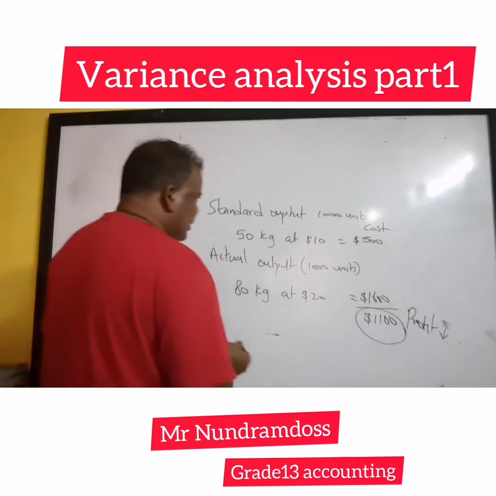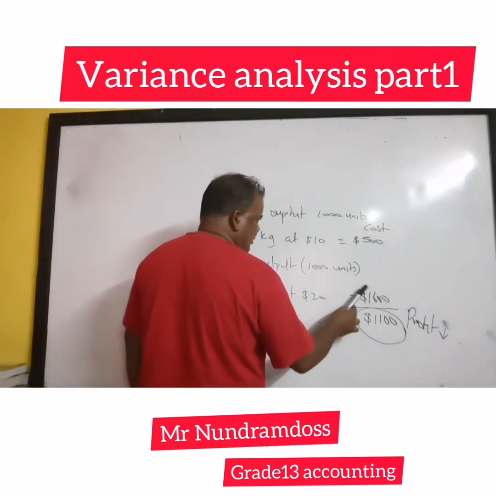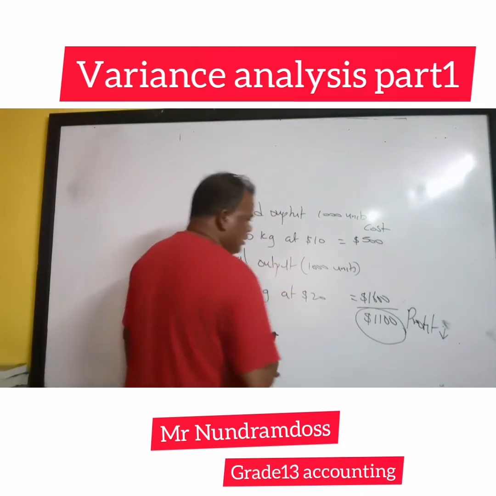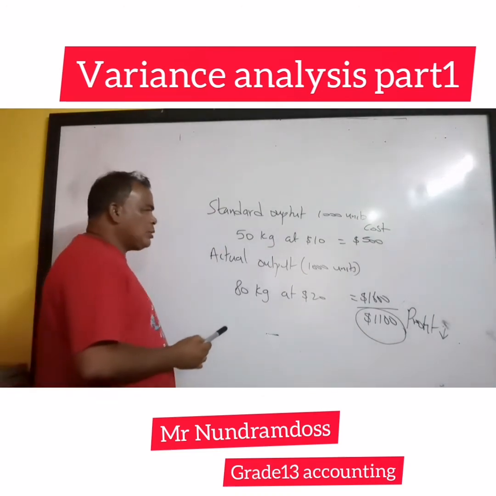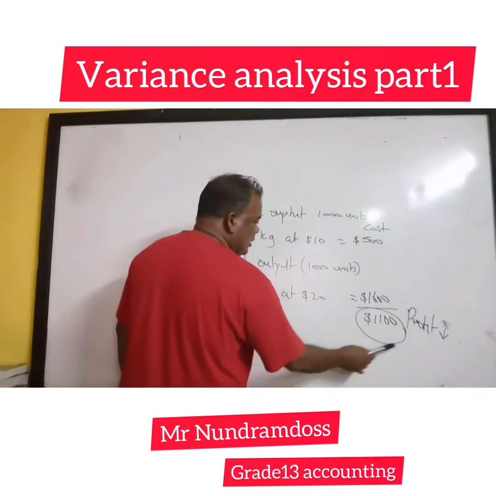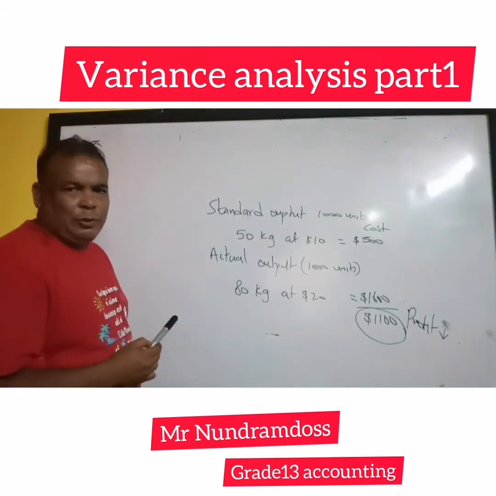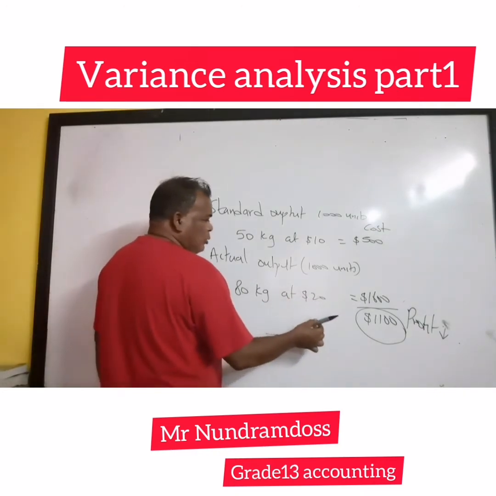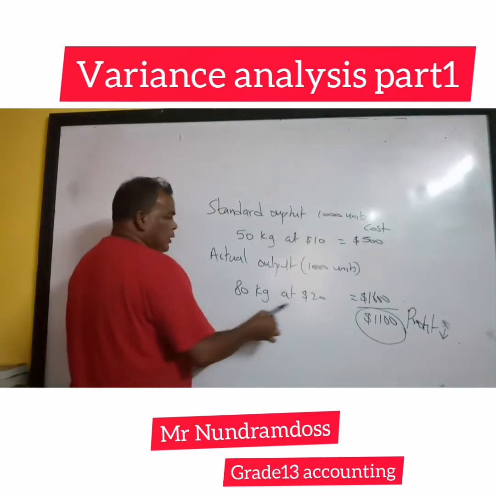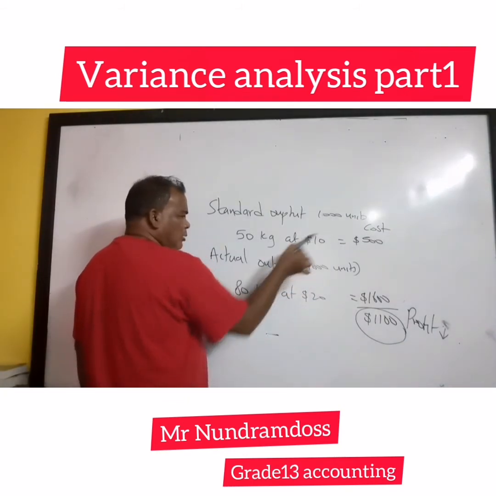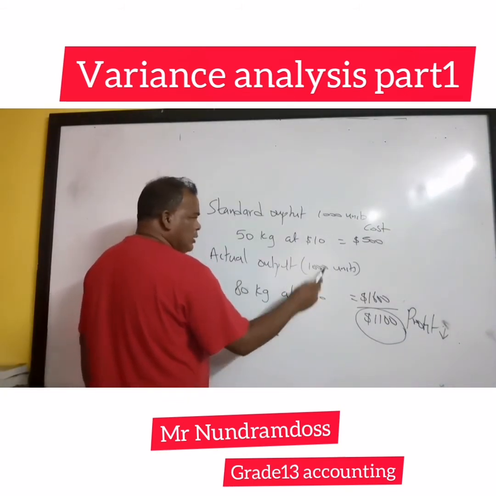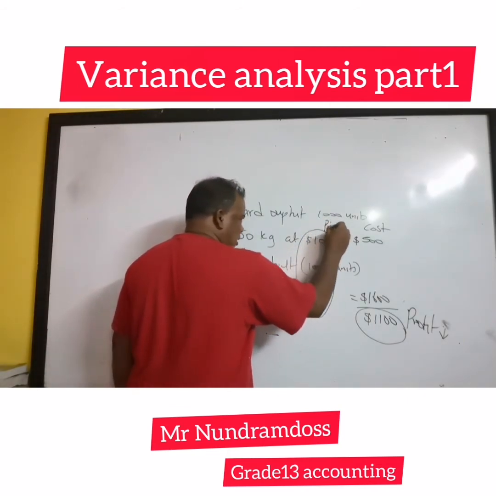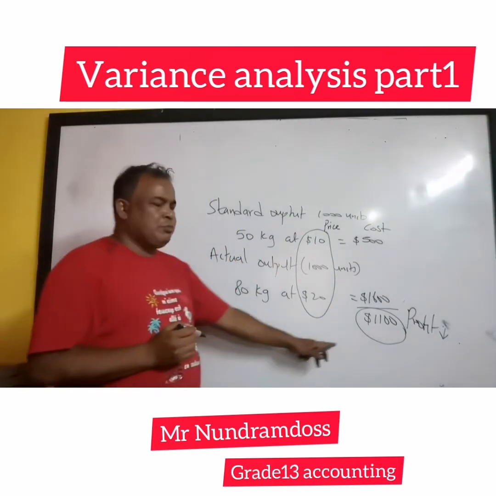So we expected to pay a cost of materials of $500, but we paid $1,600. We paid more than we expected to pay. So in this case, profit will decrease by $1,100. There are two reasons for the fall in profit. We expected to buy at $10, but we purchased materials at $20. This is one factor: the price of materials causing the fall in profit.